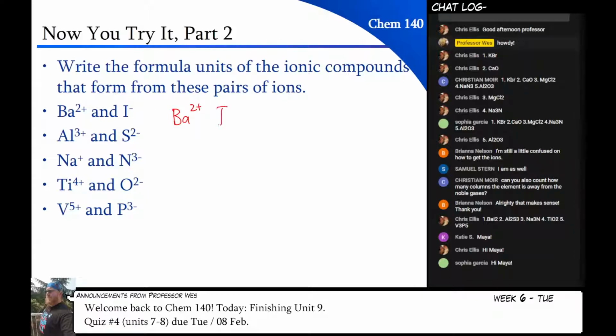All right, so for these two ions, I need to balance them out so that the total charge is 0, and I can do that by adding a second one of these.